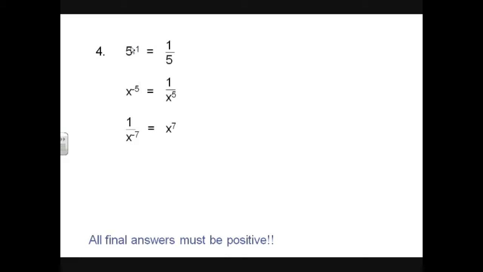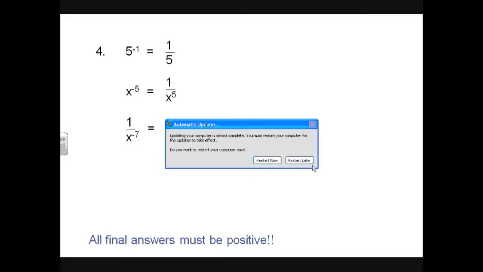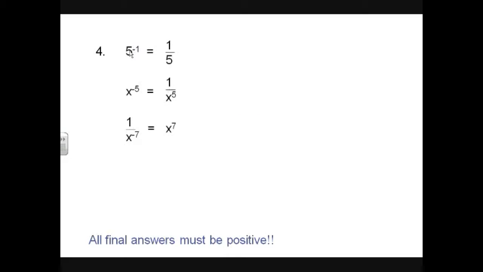This one started off as 5 to the negative 1, and then when it became positive, it was 1 over 5 to the first power. So this right here got flipped to the bottom of a fraction and became to the first power. This right here was x to the negative 5, and it got flipped onto the bottom and became positive as well. Now, some people are saying, well, where'd the fraction bar come from?